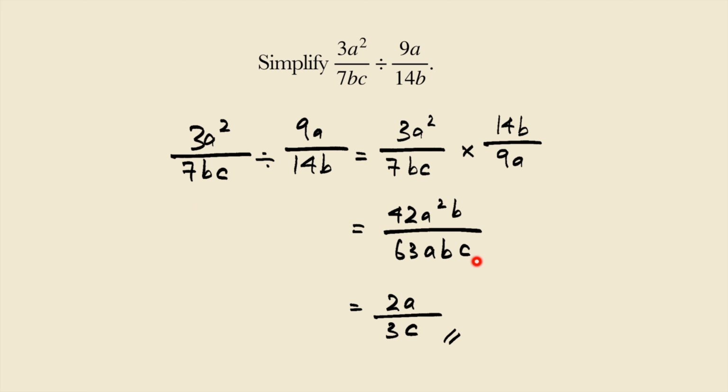A and C. Okay, now concentrate on one pair at a time. So 42 and 63, you can both divide that by 21, and you will get 2/3. Look at a squared and a. So that will cancel out to become a to the power 1, which is the numerator. B and B will cancel each other out, so B's gone. C remains as the denominator, and that's it.